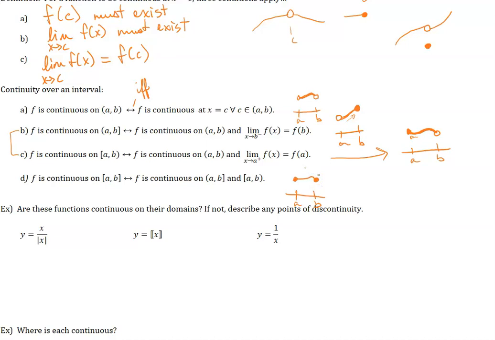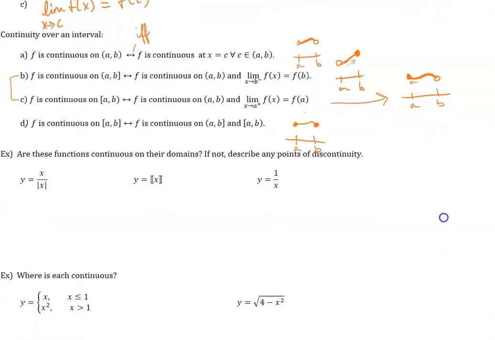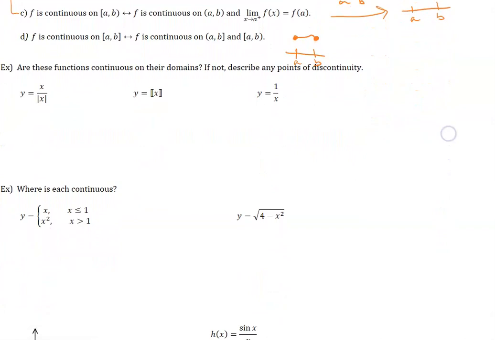Okay, so we'll do one example here, and then I'll probably break and do another video for the rest of them. So, are these functions continuous on their domains? This is an interesting phrase. Here we need to consider the domain of each function, and then if not, we want to describe any points where the function would be discontinuous. Domain does matter. If x equals 5 is not part of the domain, it doesn't really matter what happens at 5.